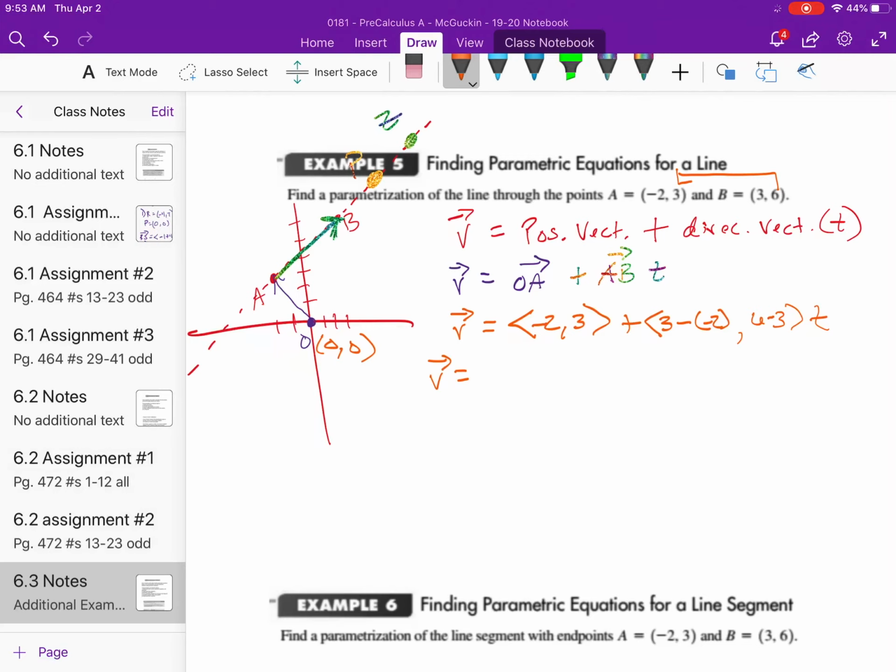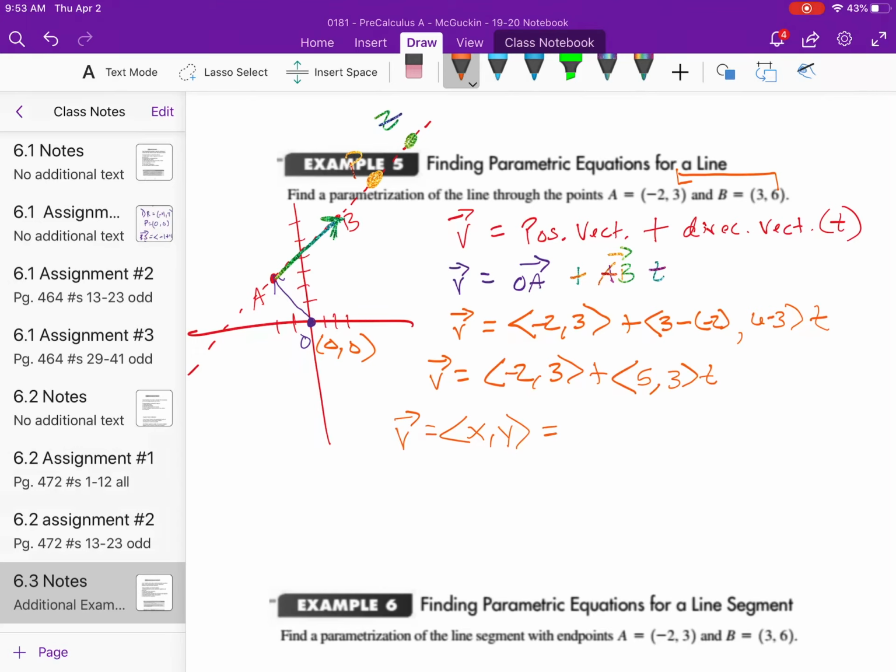So that means that our vector equation is going to be negative 2, 3. And then 3 minus a negative 2 is 5. And then 6 minus 3 is 3. And that's being multiplied by our parameter of t. And so ultimately, this vector can be written as the component of x comma y.